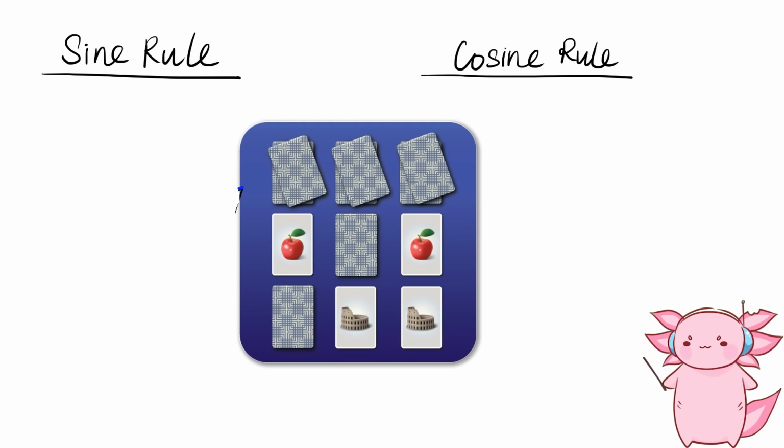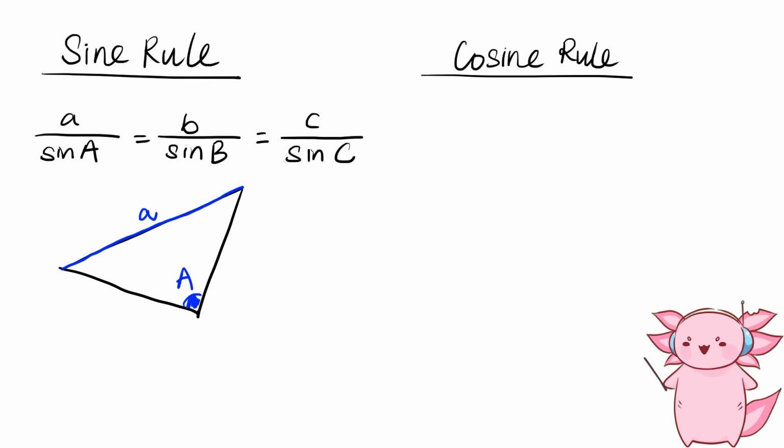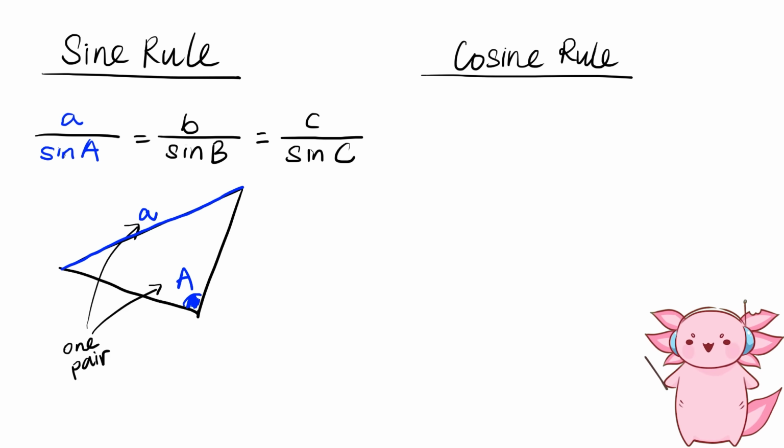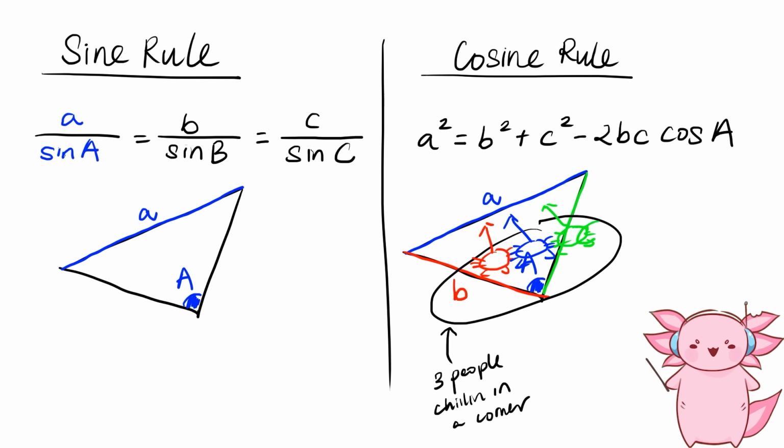Have you ever played those matching card games as a kid where you gotta flip open the cards and memorize to find the same pairs? The sine rule formula is kinda like playing those card games where you have to find a pair, while the cosine rule you can think of as like 3 people chilling in a corner looking out into the horizon.